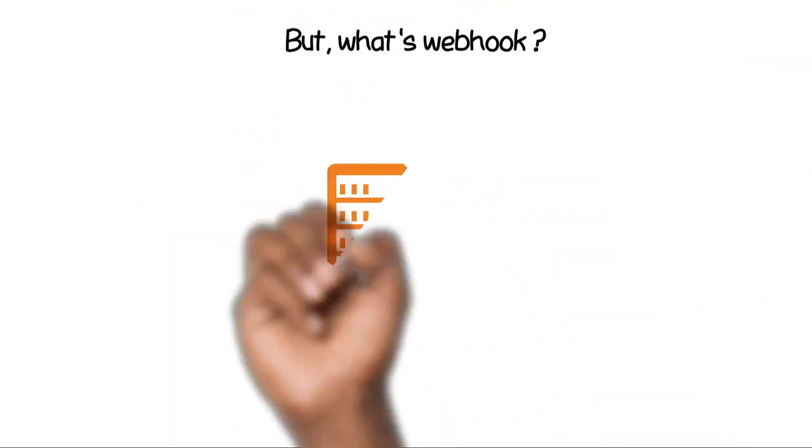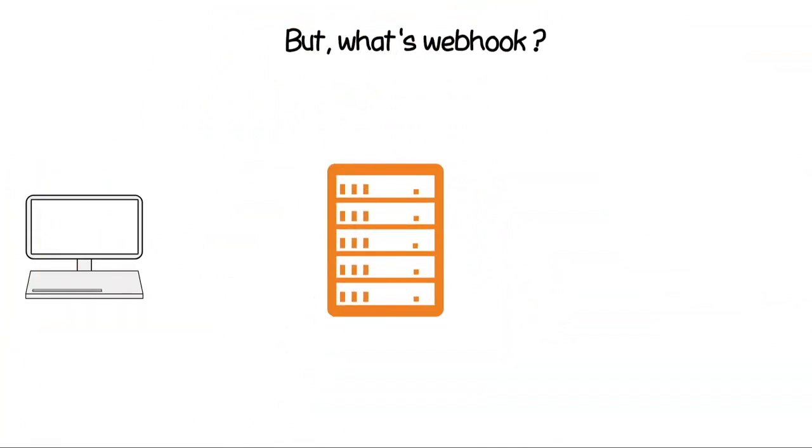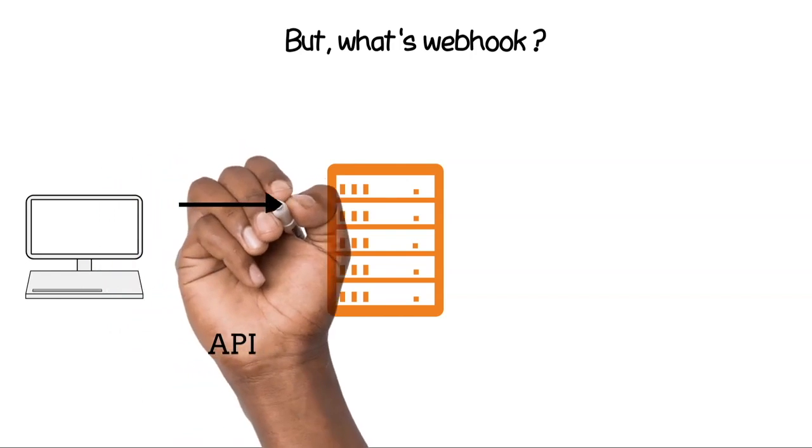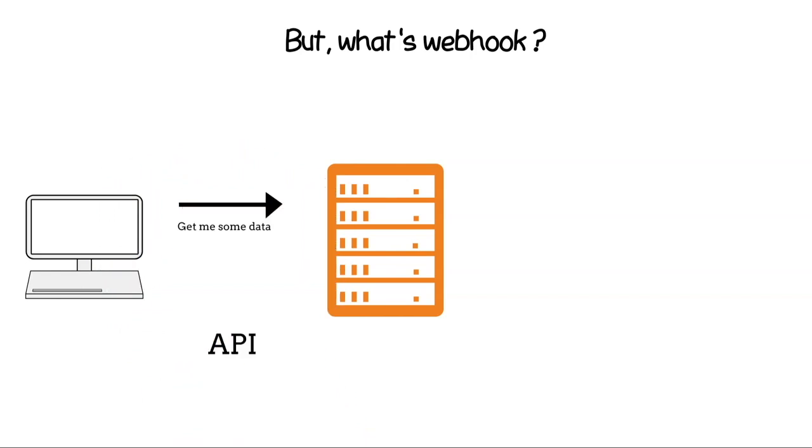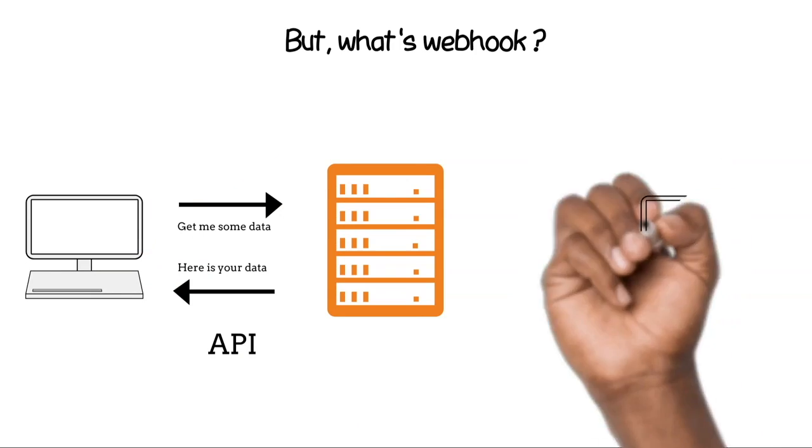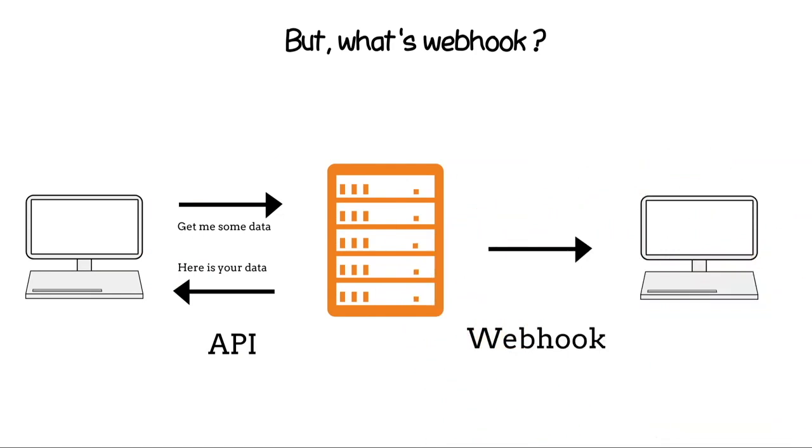But what's a webhook? The main difference between an API and a webhook is that an API is triggered manually by a client, which asks the server to get some data, for which the server responds with the relevant information asked for. But a webhook is set to be triggered automatically on any schedule or when any configured conditions are met.